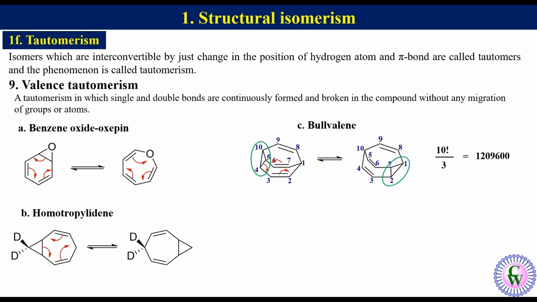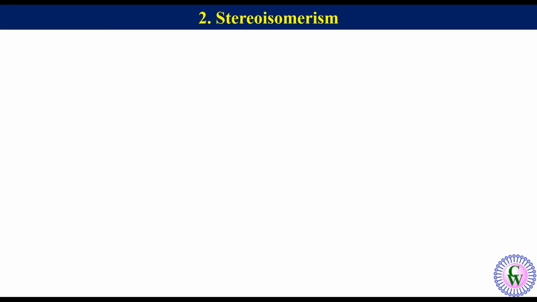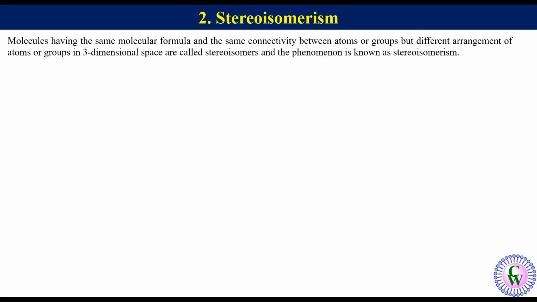Now we will discuss stereoisomerism. Molecules having the same molecular formula and same connectivity between atoms or groups, but different arrangement of atoms or groups in three-dimensional space are called stereoisomers, and the phenomenon is known as stereoisomerism.